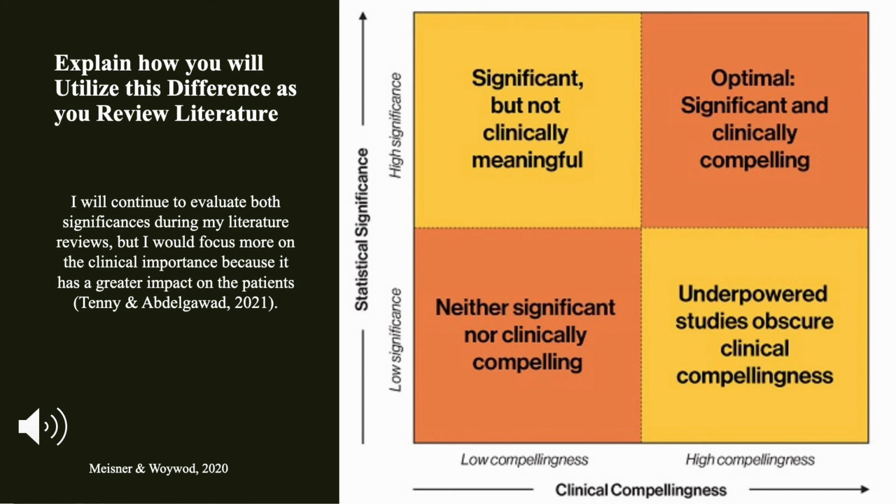Explain how you will utilize these differences as you review literature. It will be best to understand both the statistical and clinical significances of the study. Knowing the clinical value will create a more clinically applicable approach. It is essential to understand how patients are affected clinically by these studies. I will continue to evaluate both significances during my literature reviews, but I will focus more on the clinical importance because it has a greater impact on the patients.